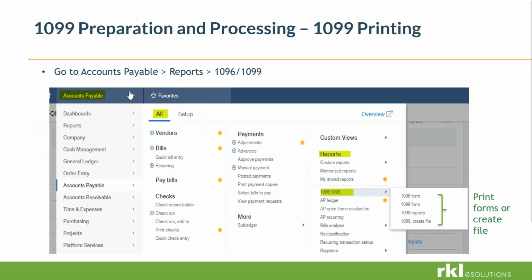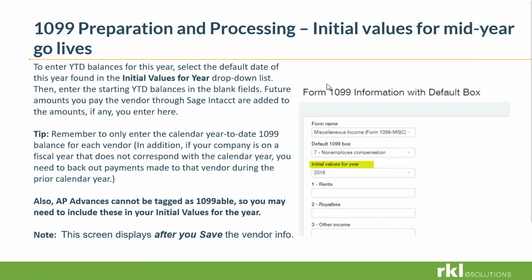Okay, so 1099 printing, very simple. You want to go to accounts payable, reports, and then go to 1096 or 1099 printing. This allows you to print forms or create the file. Creating the file is for when the file is over 250, I think the IRS says if it's over 250 1099s, you must send the file, or if you use a third party, you can create the file and send it to the third party to process the 1099.